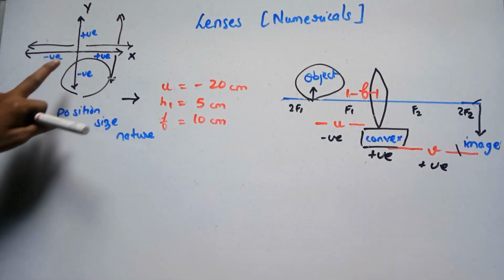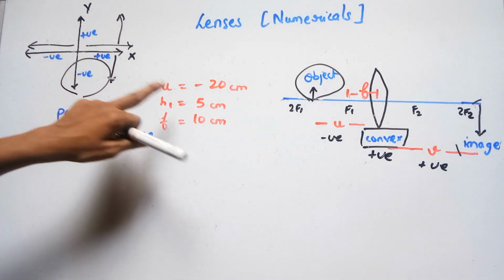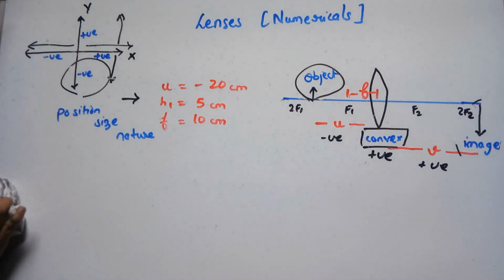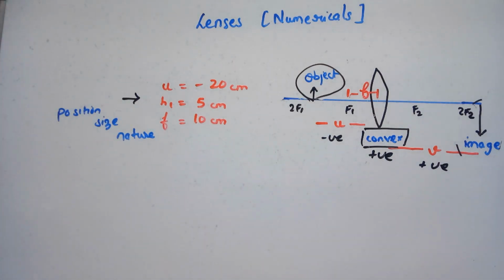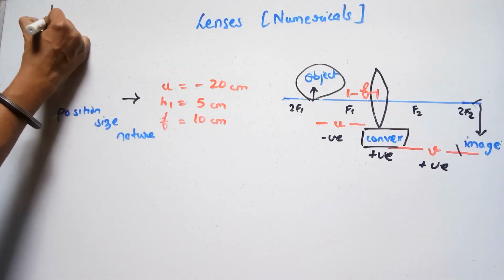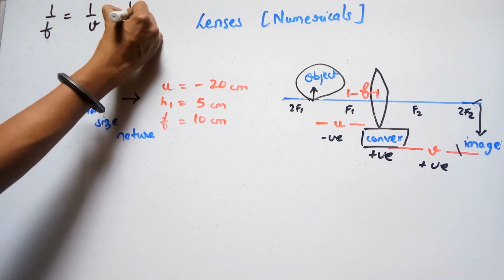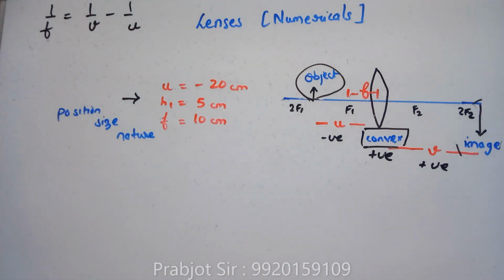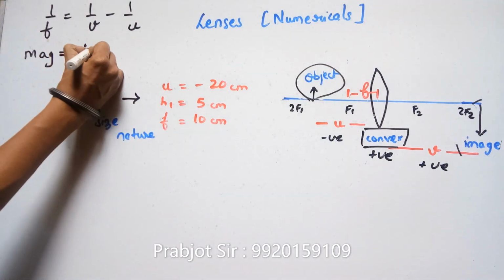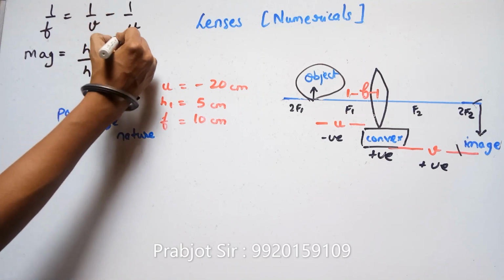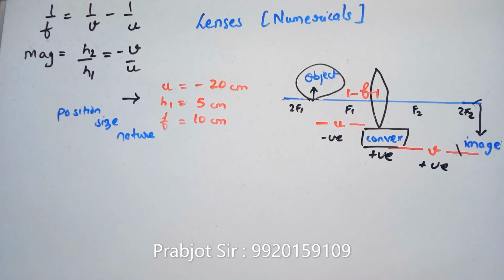So we have used all this information here. u we have taken negative, height h1 of the object we have taken positive, focal length we have taken 10 centimeter positive. Now let's move on. So now the next part is the formula. You have to remember there are only two formulas that we are going to use here. The third formula in this chapter, that is about power, we will do later on. The first formula is the lens formula, which is 1 upon f is equal to 1 upon v minus 1 upon u. This is the formula that we have to remember. The next formula is of magnification. The formula for magnification is h2 upon h1 and it is equal to minus v upon u.